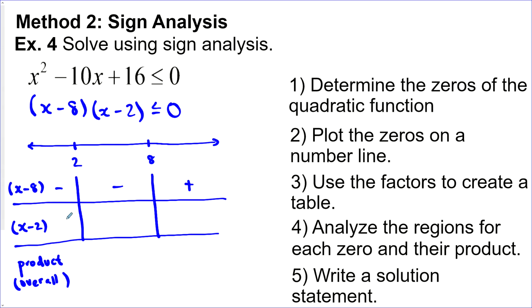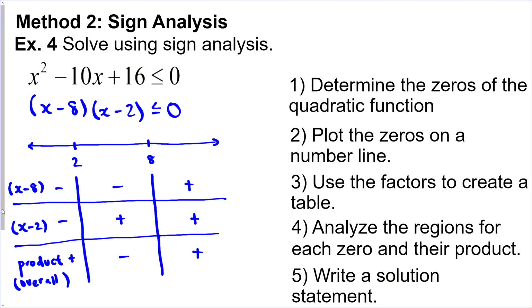Well, it's negative in this interval here. In between 2 and 8, it's actually positive, and greater than 8, it's also positive. So now we look for the product overall. Negative times a negative, because that's what we're doing here with these factors, this factor times this factor. Negative times a negative is a positive. Negative times a positive is a negative, and positive times positive is positive.